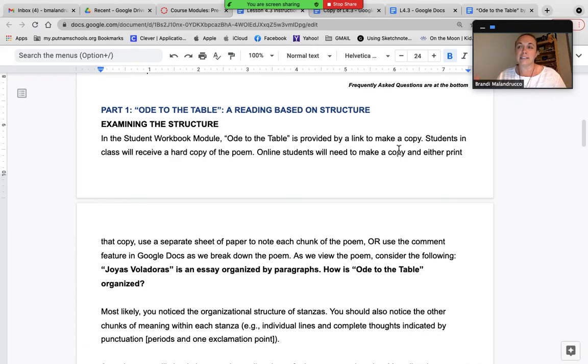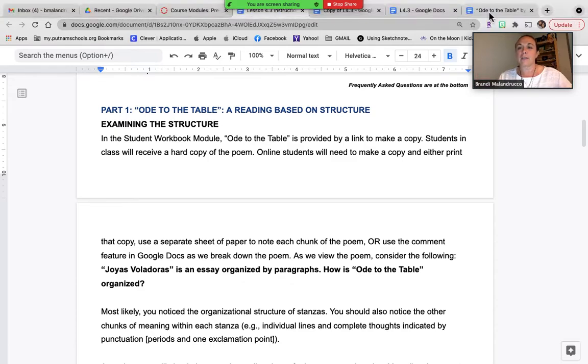It just doesn't work as well as I like it to work on paper. So notice that it says online students will need to make a copy and either print that copy or use a separate sheet of paper to note each chunk of the poem. Or you can use the comment feature in Google Docs as we break down the poem as well. There's also another way that you can do this, and I'm going to show you all of those ways virtually before we begin.